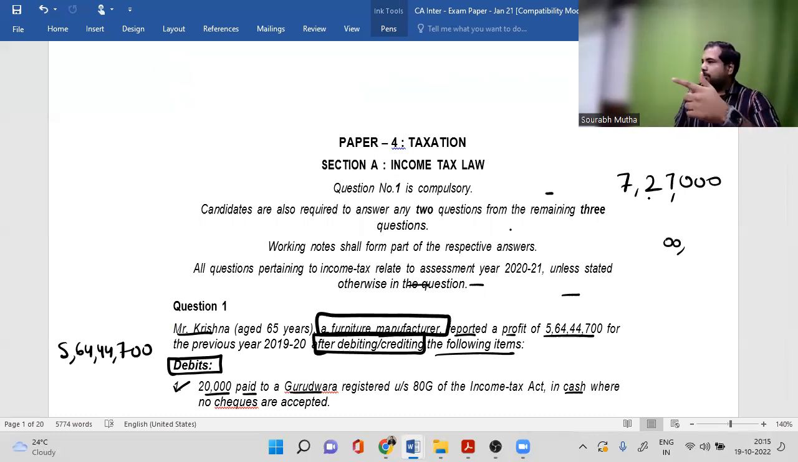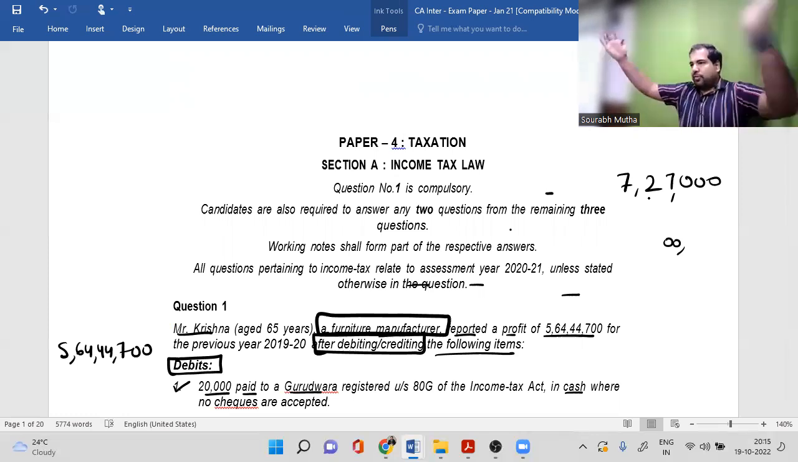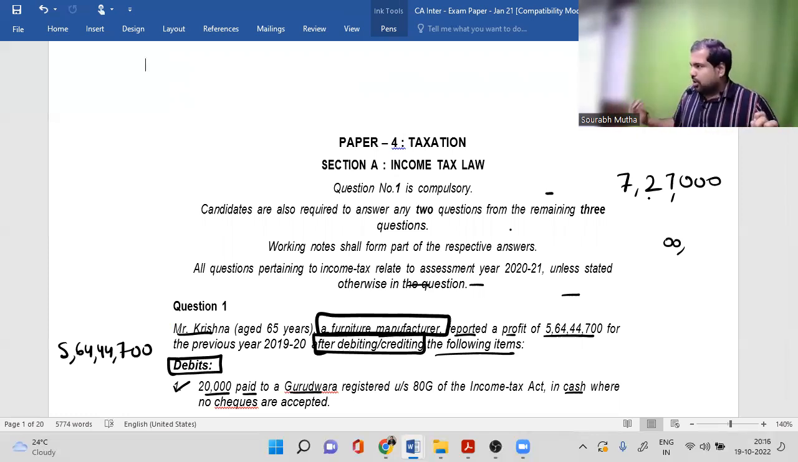Any surcharge, guys? Surcharge is a rich man's problem. Is he rich? No, it's not more than 50 lakhs. So no surcharge, but cess applies. And that's how you'll get the tax liability, and that's how you'll get your 14 marks. So 14 marks is your entire house, guys. All the 5 rooms, everything together. That's how you solve questions on this.